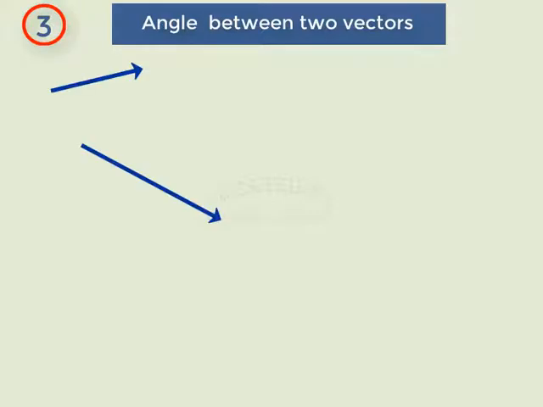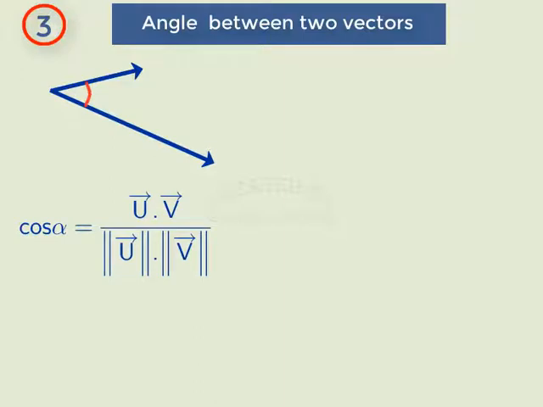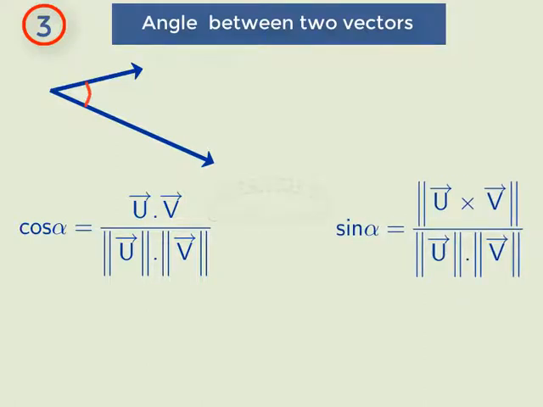Angle between two vectors. Given two vectors u and v, their angle can be found in two ways. Either by its cosine, which is based on the scalar product formula, or by its sine, which is based on the cross product formula.